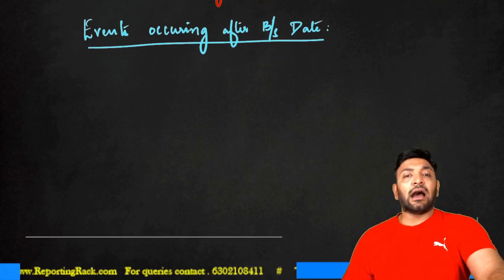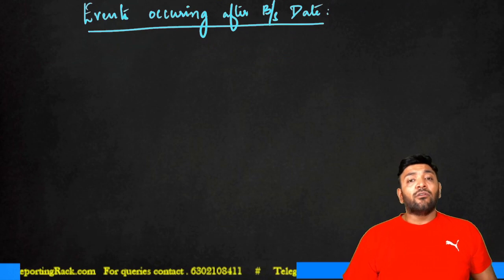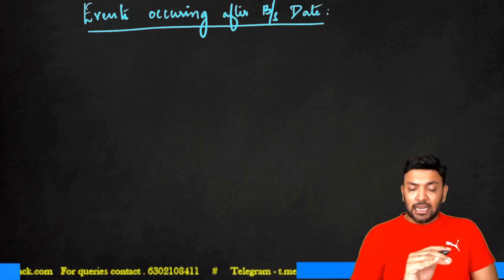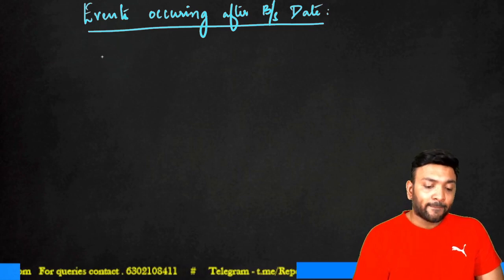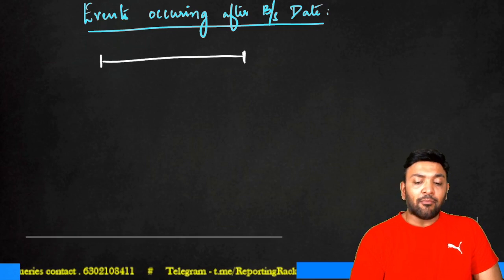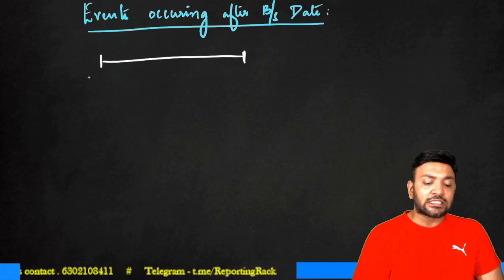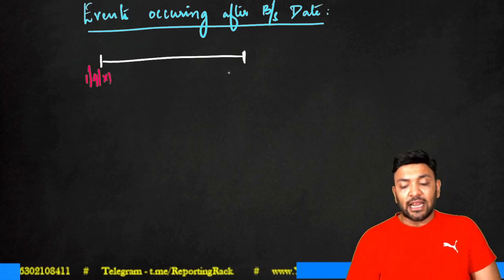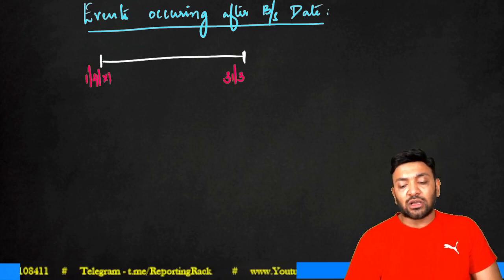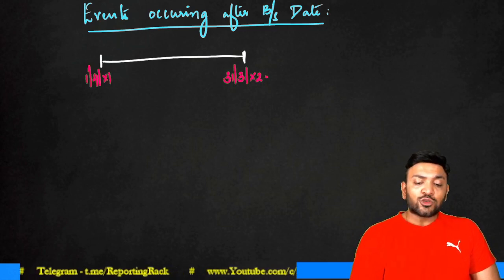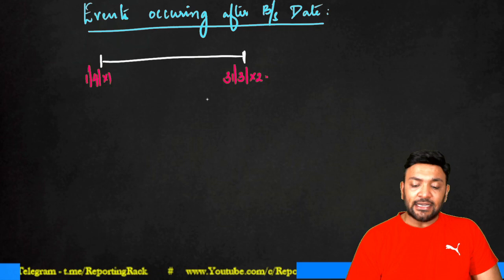Events occurring after balance sheet date. Whenever we come to this concept, let's go like this. Let's say my current financial year was commencing on 1st April 2021 and ending on 31st of March 2022. This was my balance sheet date.